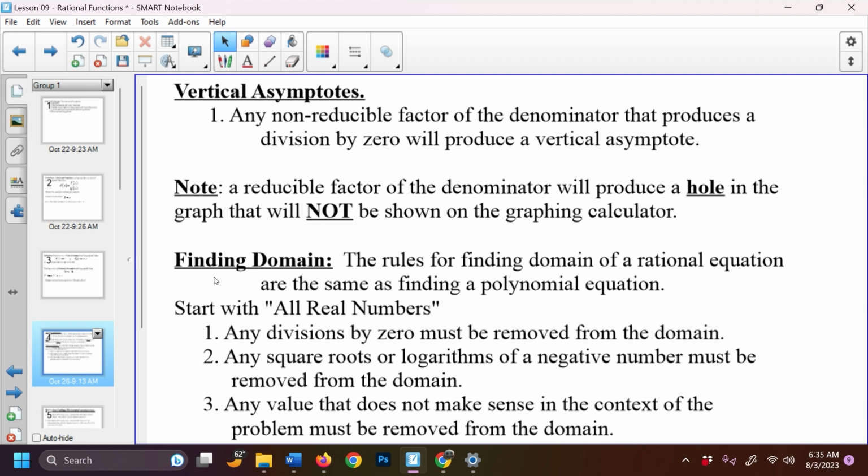When you are asked to find the domain of a rational function, the rules for finding the domain of a rational equation are the same as those for finding a polynomial equation. You are going to start with all real numbers, and any divisions by zero must be removed from the domain. We've been talking about divisions by zero, so when we're talking about rational functions, our domains are going to be limited anywhere there's a division by zero. Also, any square roots or logarithms of a negative number, though there will be no square roots or logarithms in these types. And then any value that doesn't make sense in the context of the problem, as we will have some application problems.